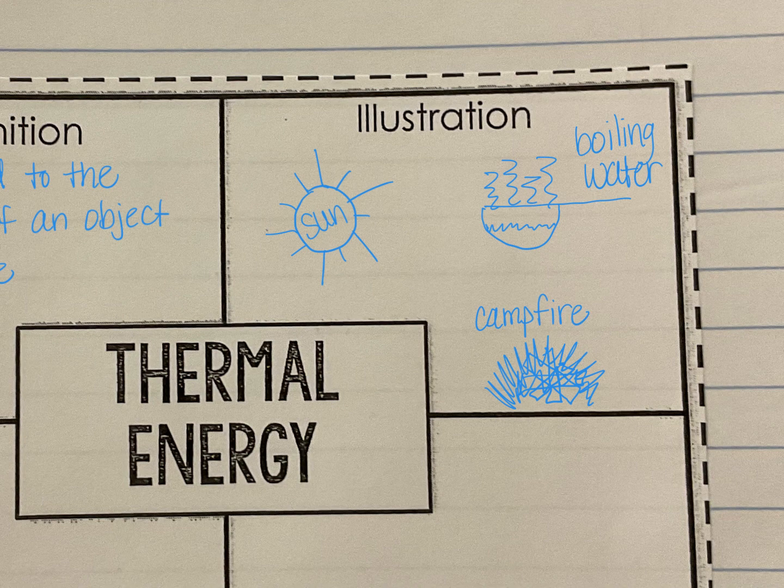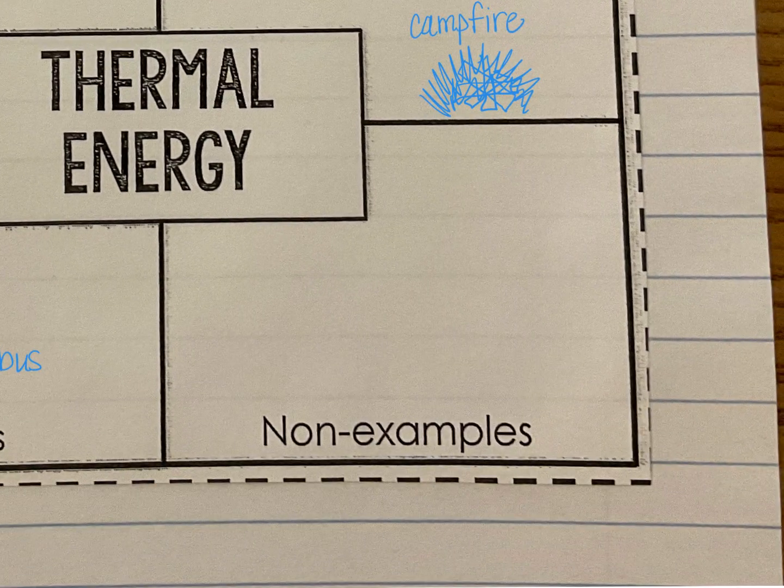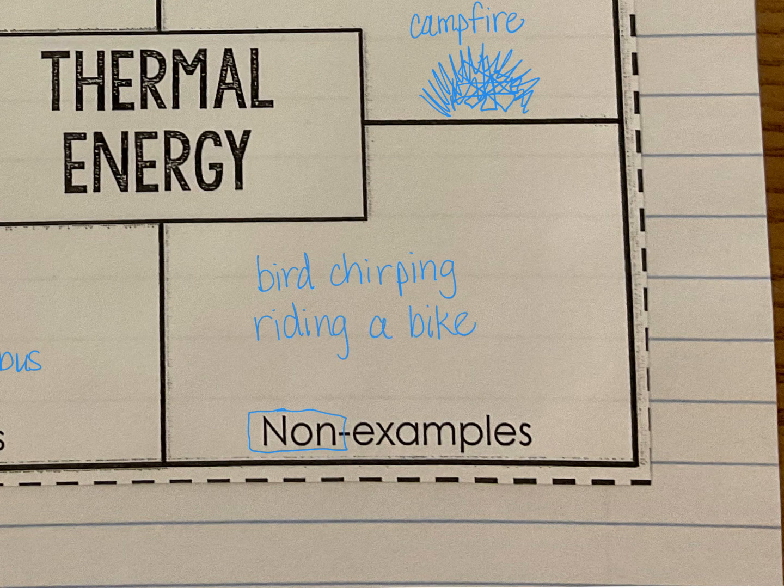Okay, so get those drawn. All right, the last thing we're going to do is look at examples and non-examples. Remember, non means not. Okay, a bird chirping. A bird chirping has nothing to do with thermal energy. Or riding a bike. A bird chirping would actually be sound energy, which we're going to get into next week. And riding a bike would actually be mechanical energy. Okay, so y'all get this filled in.